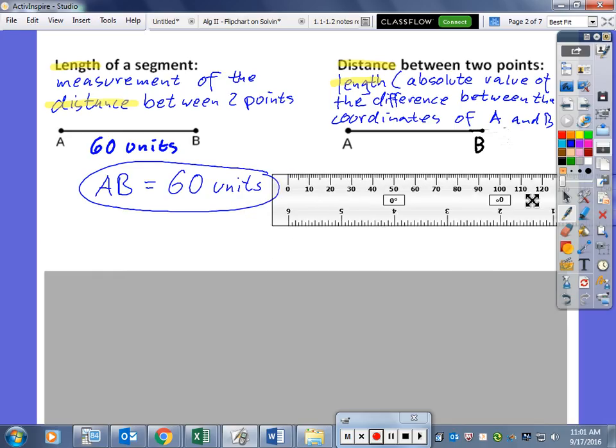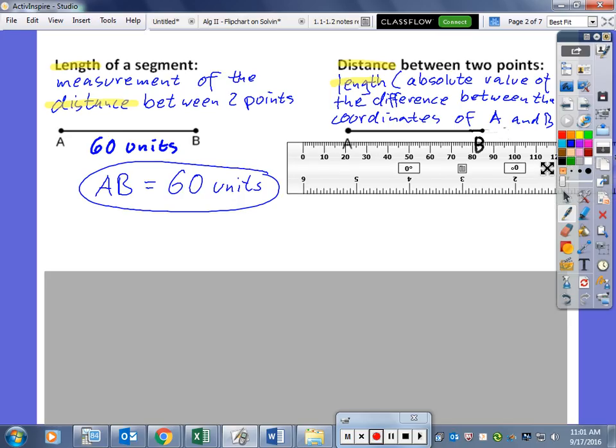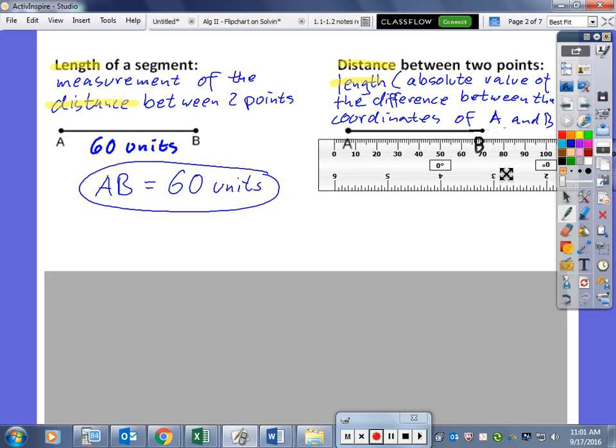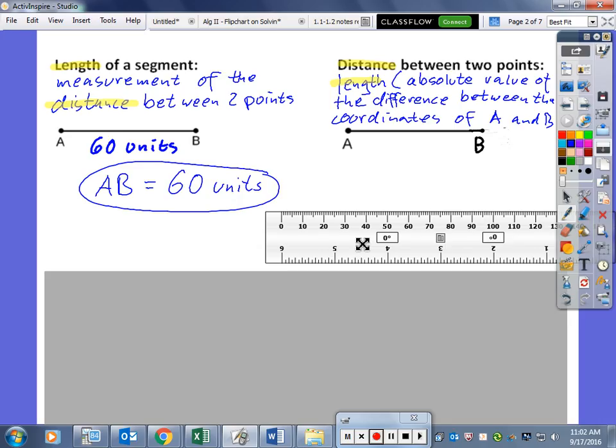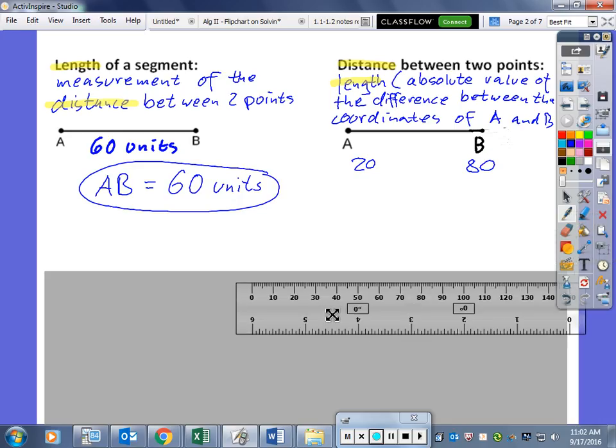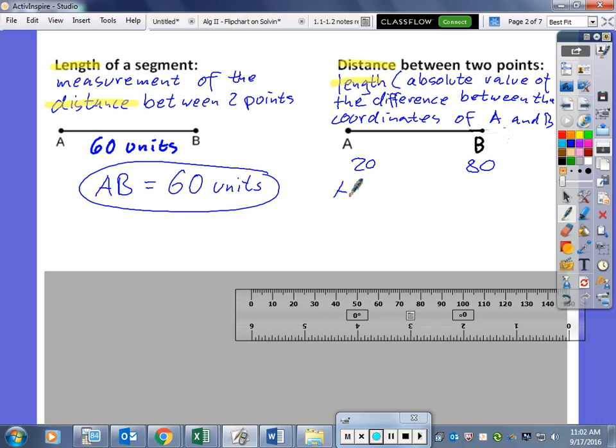Measuring the distance between these 2 points, let's assume that A doesn't start at 0 and doesn't have the coordinate 0. For example, A is at 20. So if A is at 20, then I see B is at 80. Then let's calculate our distance. The distance between A and B is the difference between the two coordinates and the absolute value of that. So we say 80 minus 20, the absolute value of 80 minus 20 is the absolute value of 60, which we don't need the absolute value bars to know that it's 60.